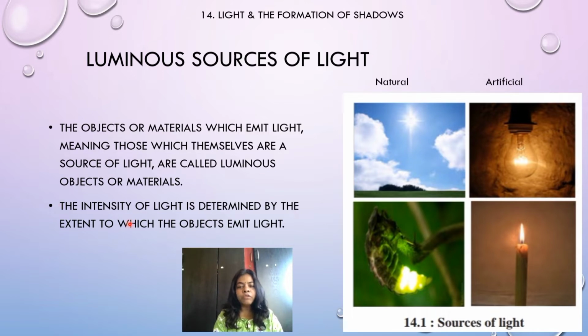The intensity of light is determined by the extent to which the objects emit light. Intensity means the intensity of the sun is more. The intensity of a firefly is going to be comparatively very less. Intensity means how strong the light is, how powerful the light is. This light is very powerful. This light is not going to be so powerful because the insect is very small.